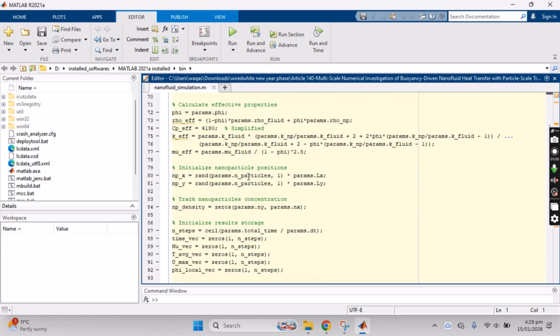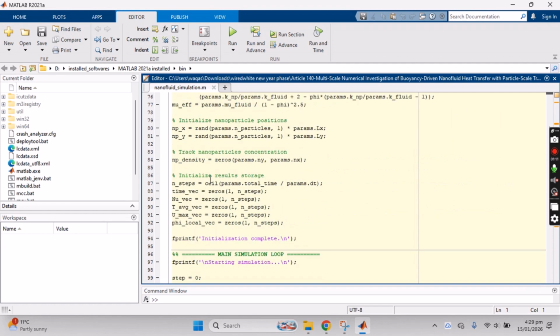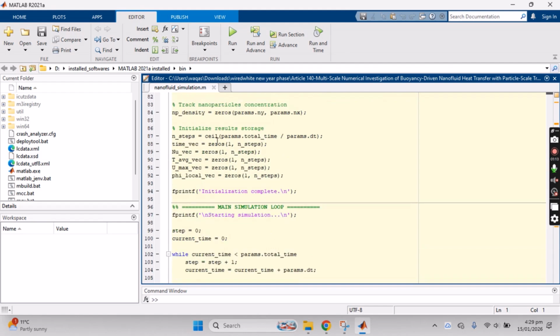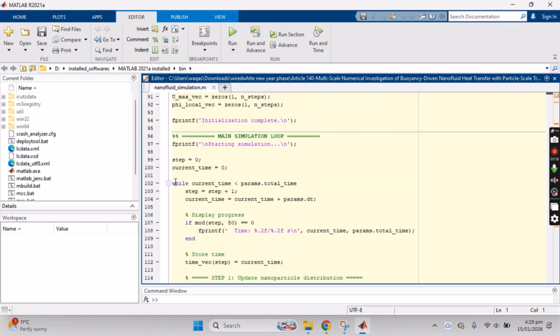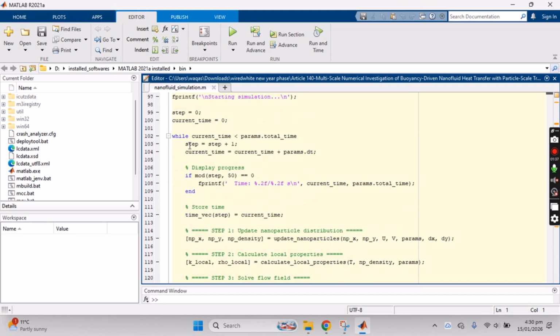And initialize the nanoparticle positions, track nanoparticle concentrations, then initialize the result storage and the main simulation loop as well, in which I have added the while loop, which checks that the current time is less than the parameter dot total time. Then the loop will be in running condition and it will display the times accordingly. The time logic is step equals step plus 1. It means the previous value plus 1. Okay, so it goes to the next state.